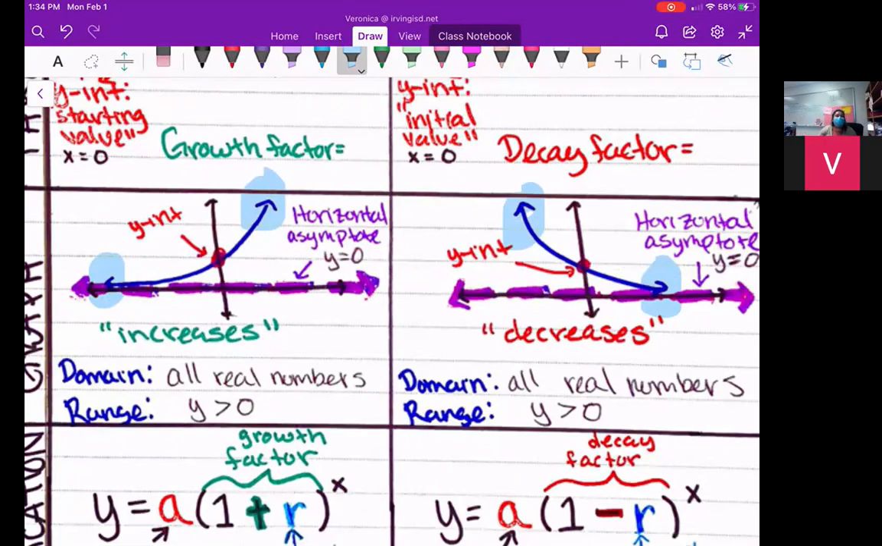Okay, now you're also going to notice that for the range, we have the exact same thing for both of them. Why is that? Well, if you look at both of these graphs and you look at the horizontal asymptote on both of them, this pink dashed line that I drew, your graph is above the pink line. So above means greater, bigger, which is why we have y is greater than 0 on both of them, because of that horizontal asymptote. And that graph exists above the horizontal asymptote.